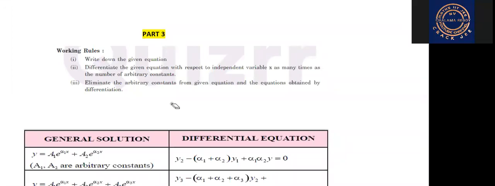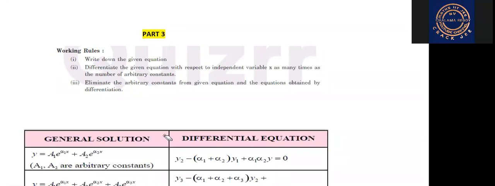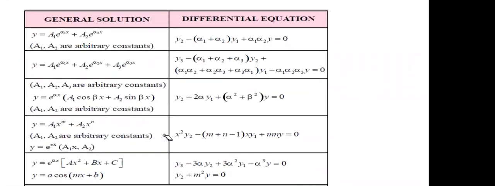Okay. And third point, eliminate the arbitrary constants from the given equation and the equation obtained by differentiation. Okay. Now, for suppose these are the shortcut methods. The general solution y is equal to a1 into e power alpha 1 x plus a2 into e power alpha 2 x. This is the given equation. There are two arbitrary constants.